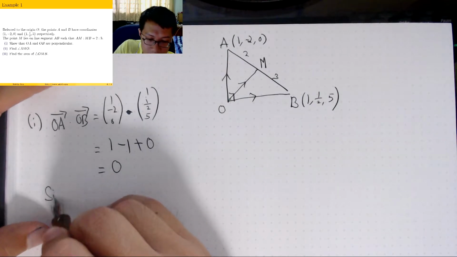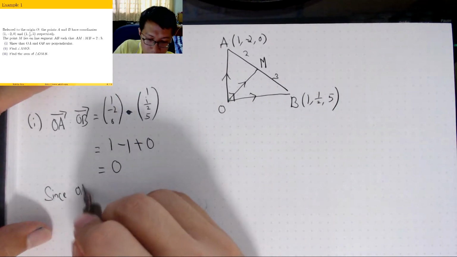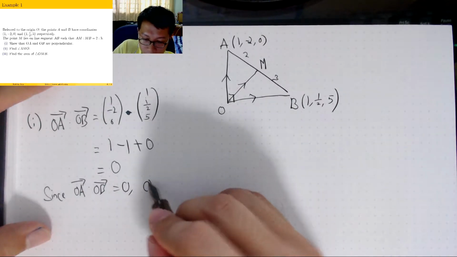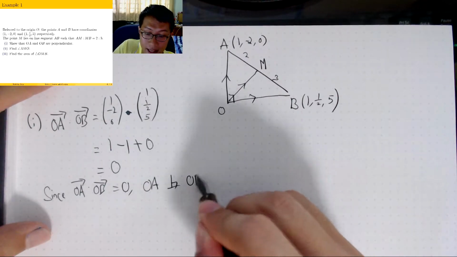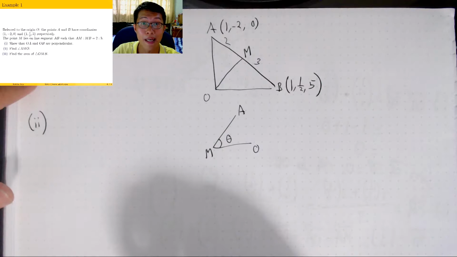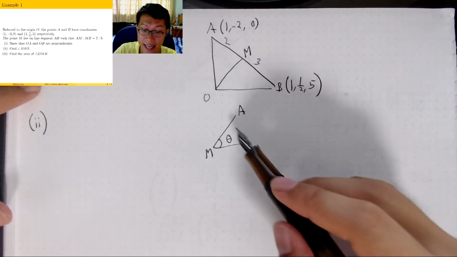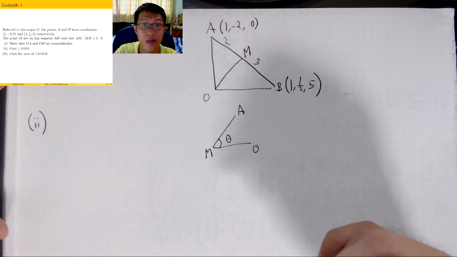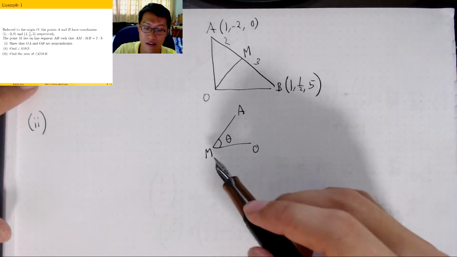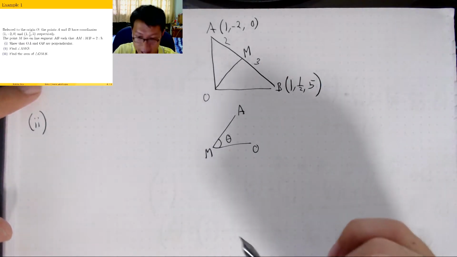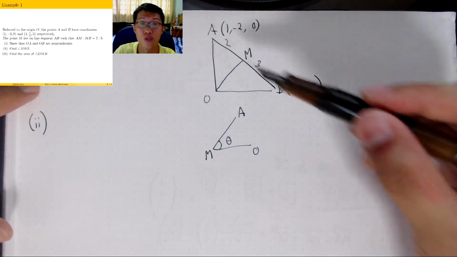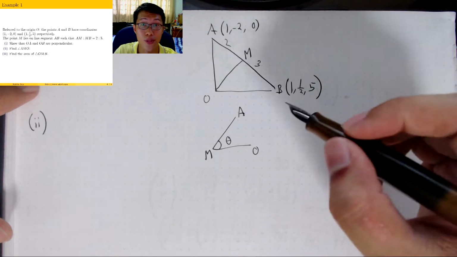So since our dot product is 0, since OA dot OB is 0, OA is perpendicular to OB, and that answers our question. For part 2 of the question, we are interested in the angle AMO. So we use the dot product formula to arrive at the angle. However, before that, we need the position vector of M. How to get that? We have the ratio. Given the ratio AM is to MB is 2:3, we will use the ratio theorem over here.